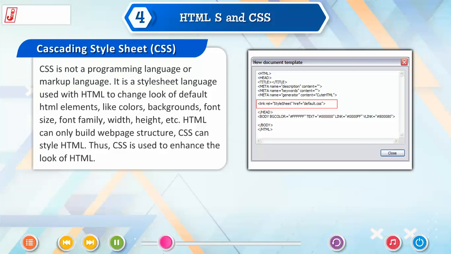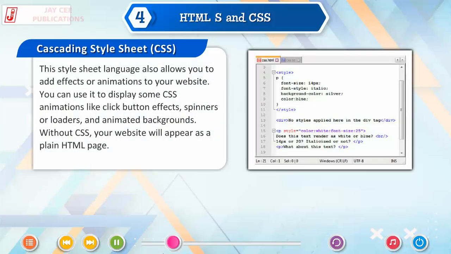HTML can only build web page structure. CSS can style HTML. Thus, CSS is used to enhance the look of HTML. This style sheet language also allows you to add effects or animations to your website. You can use it to display some CSS animations like click button effects, spinners or loaders, and animated backgrounds. Without CSS, your website will appear as a plain HTML page.